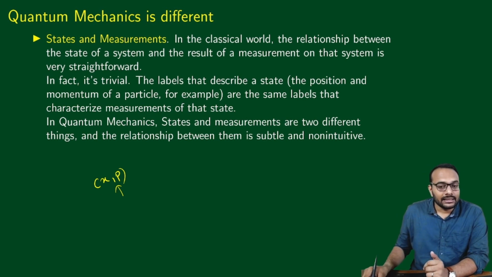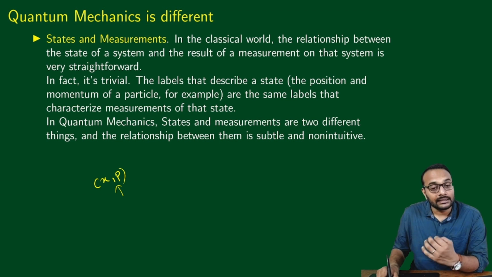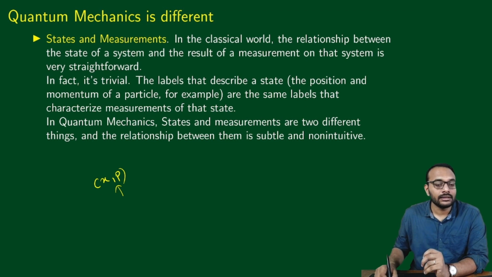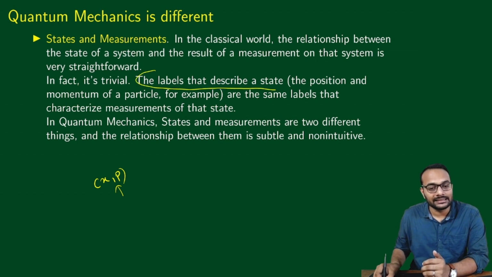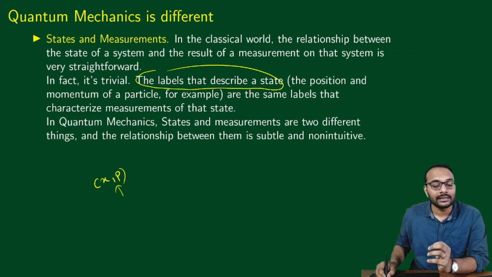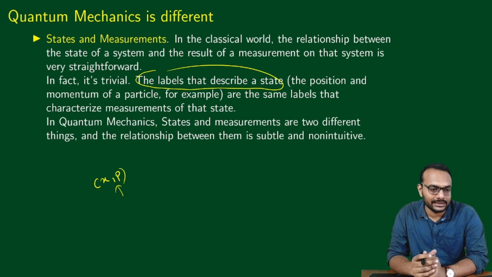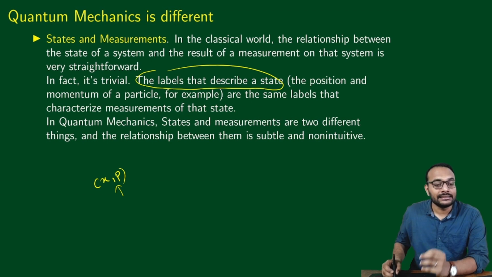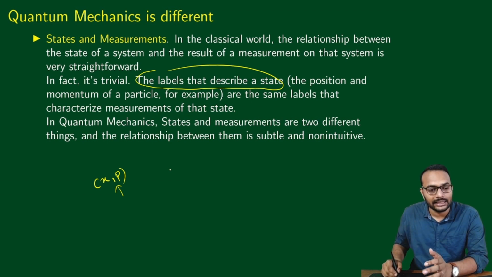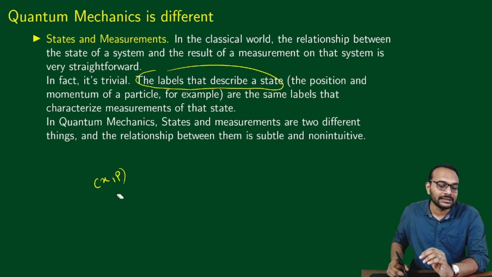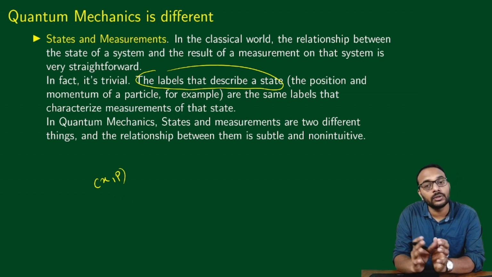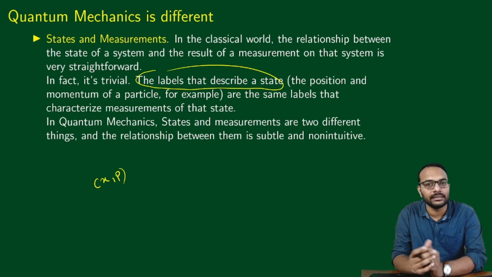So in the classical world, the relationship between the state of a system and the result of a measurement on that system is very straightforward. It's actually trivial. The reason is that the labels that describe the state, like position and momentum, are the same labels that characterize measurements on the state. In quantum mechanics, states and measurements are two different things. In classical mechanics, there's no need to talk about states and measurements separately. It means the same thing. But once we go into quantum mechanics, we'll see that states and measurements are entirely two different kinds of things.